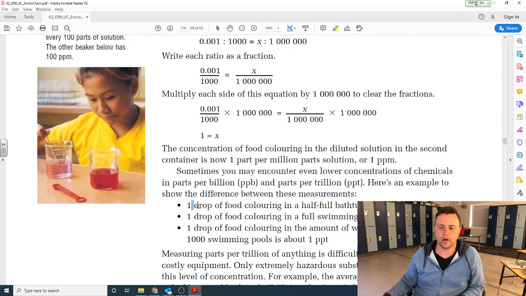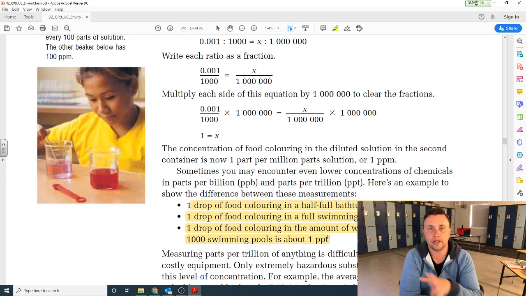Oh, here it is. 1 drop of food coloring in half a bathtub is about a part per million. 1 drop of food coloring in a swimming pool is about 1 part per billion. And 1 drop of food coloring in the amount you need to fill 1,000 swimming pools is about a part per trillion. And so some of these things, they actually have to measure in those smaller quantities, because some things are so toxic that at a part per trillion, they can cause serious disruption to the natural functioning of living things.